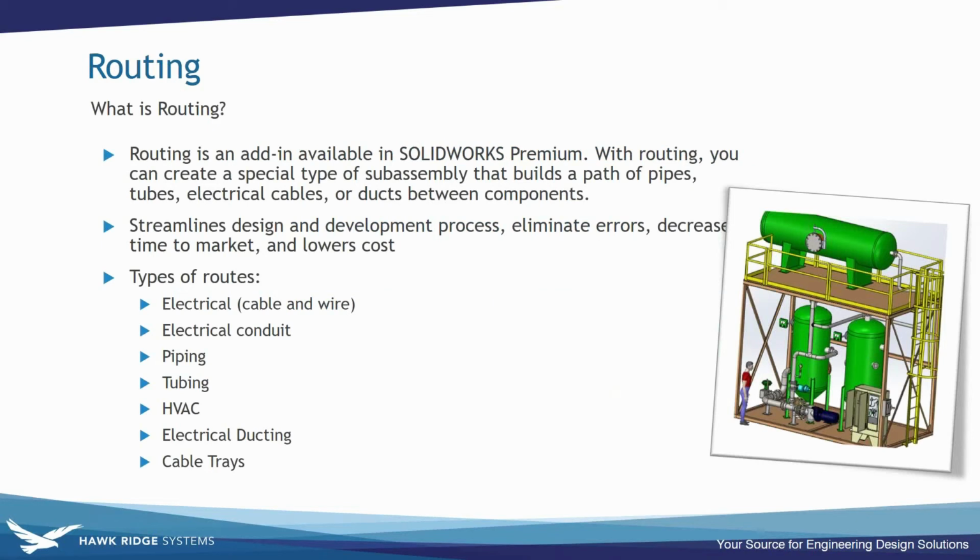Routing allows you to create different types of routes as a subassembly in the assembly. It creates a subassembly and it contains your route components and your route parts. You can create routes for electrical, so cables and wires, ribbon cables as well, any conduits, piping and tubing, HVAC ducting, and so forth. You can use this routing add-in in SOLIDWORKS to help you streamline the design and development process, eliminate errors, decrease time to market, and of course lower cost, because you can use all the capabilities in SOLIDWORKS to make sure that your designs meet your requirements.